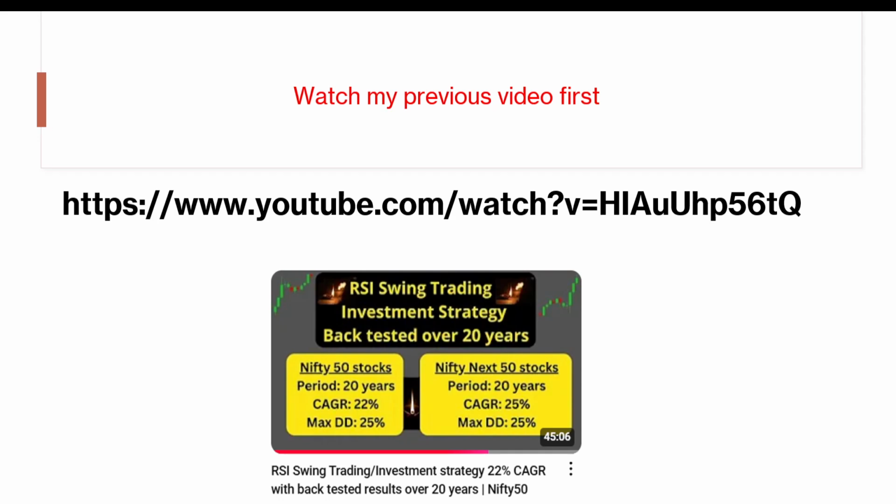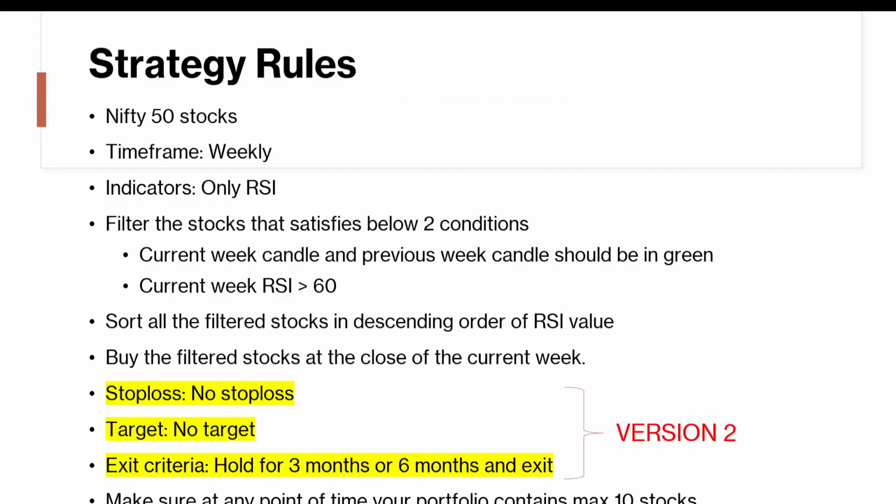Let's discuss the strategy. Again, the strategy rules are the same as the previous version. Nifty 50 stocks, time frame is weekly, RSI indicator, filter the stocks that satisfy the below 2 conditions. Current week candle and previous week candle should be green in color. Current week RSI is greater than 60. And we sort all the filtered stocks in descending order of the RSI value. Then we start buying the stocks, as explained in the previous video.